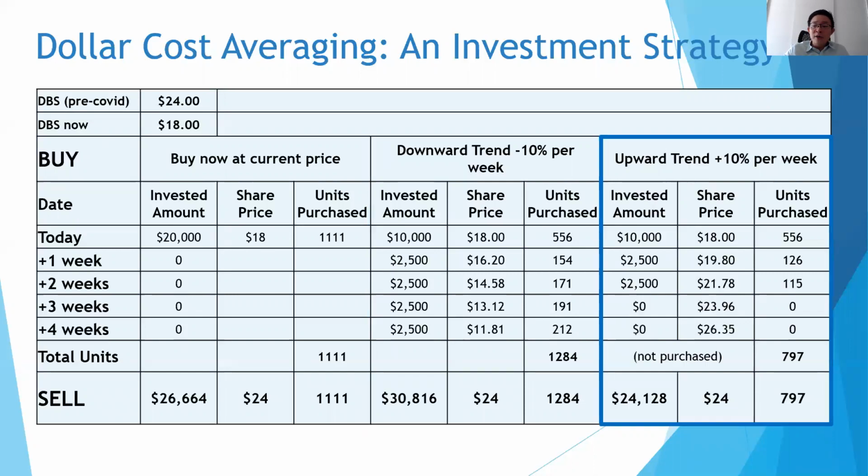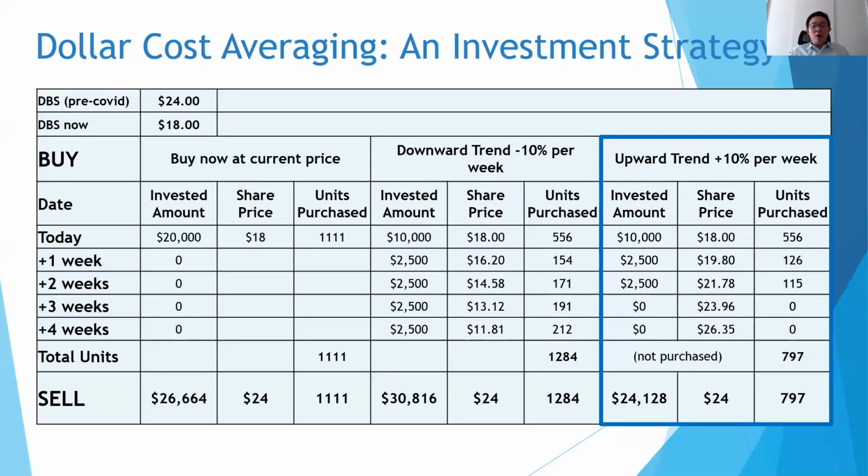Of course, scenario 3 is an upward trending market. The price goes up by 10% every single week. Same thing, I buy $10,000 at $18. The next week, I buy a smaller amount at a higher price. And in the third week, same thing, the price goes up, I buy.